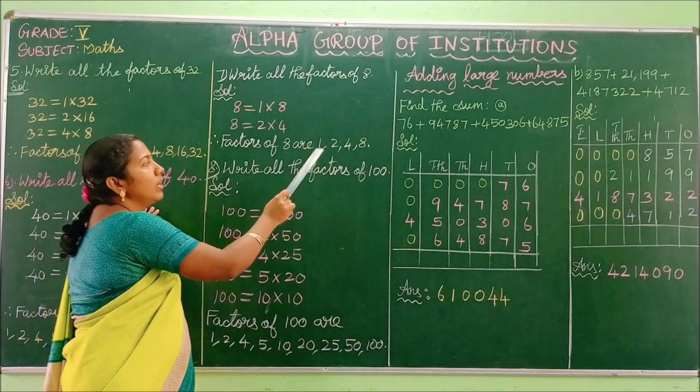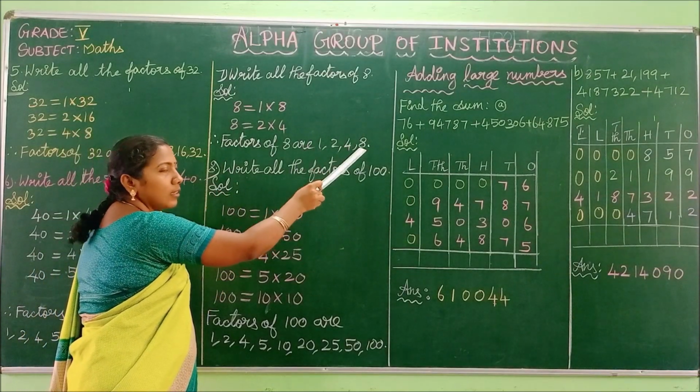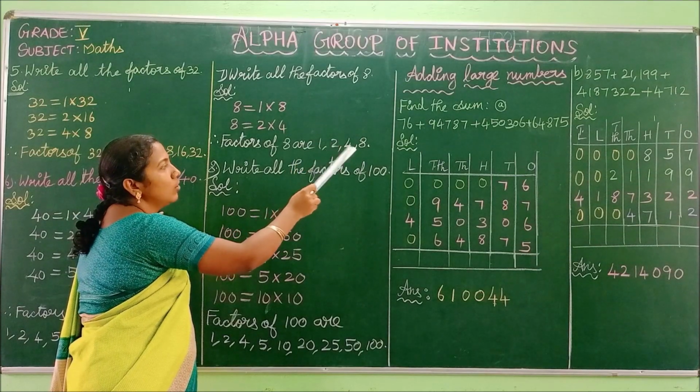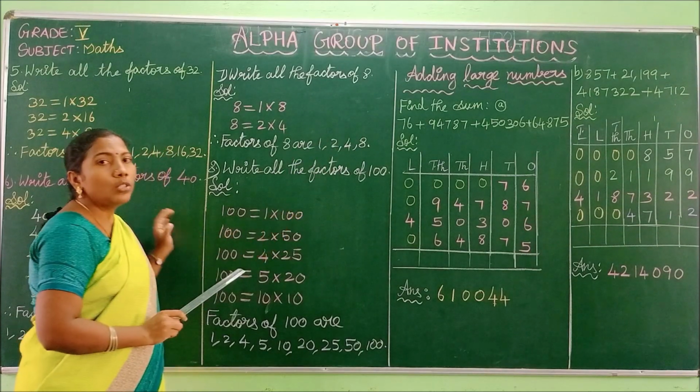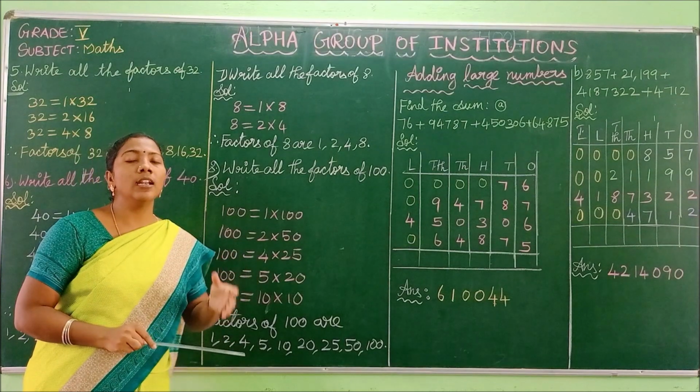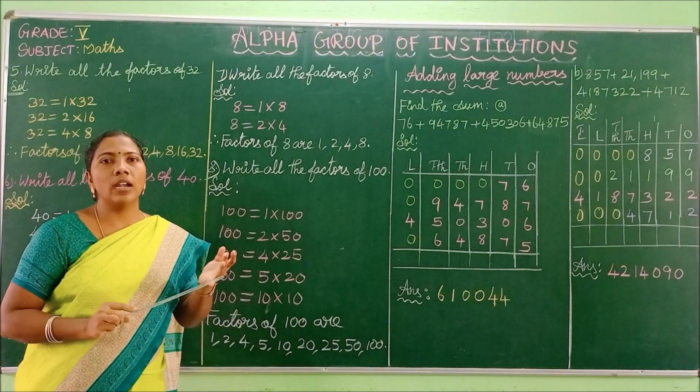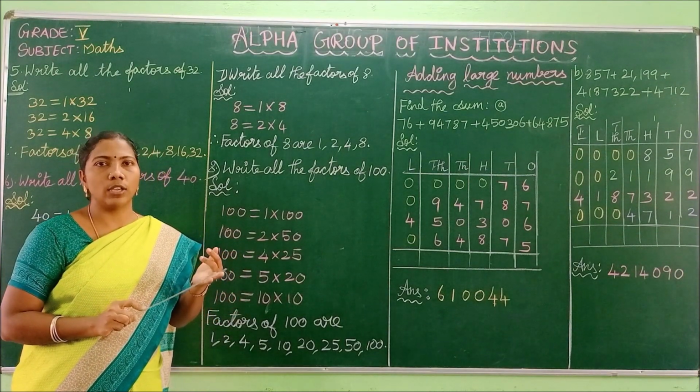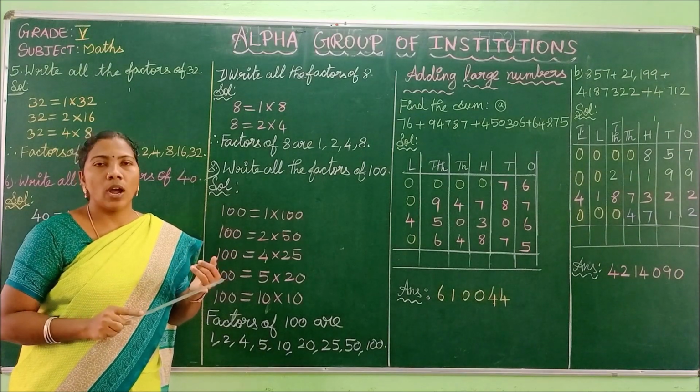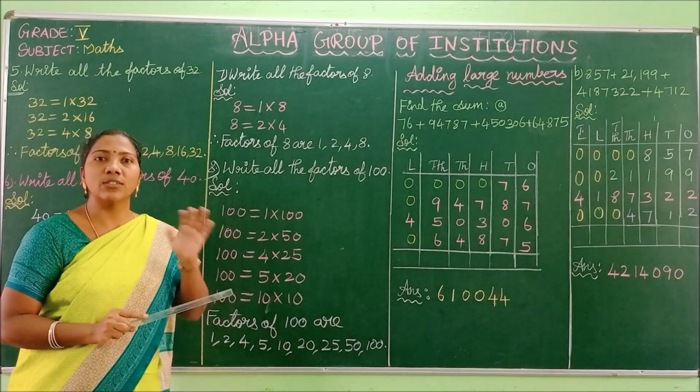4 factors. One is 1 and the other one is the number itself. And what are the other 2 factors? 2 and 4. So you can easily conclude, children, every number has 1 and itself as its factor. Okay, every number has 1 and itself as its factor.